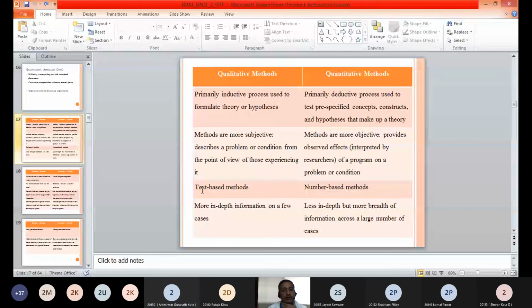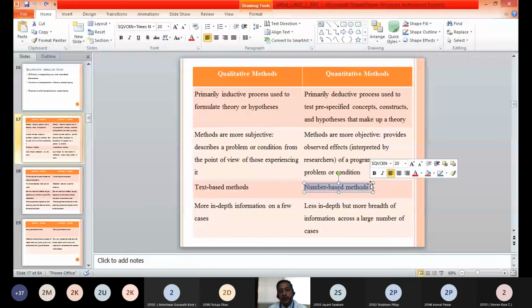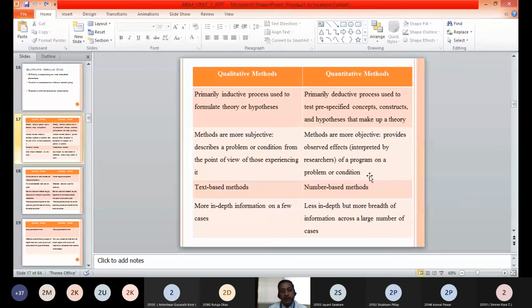Another point of difference is that qualitative methods are text-based methods, like words, sentences, pictures. So numbers are not involved in qualitative methods. And in quantitative methods, you will see that they are number-based methods. Numeric data is generated through quantitative methods.